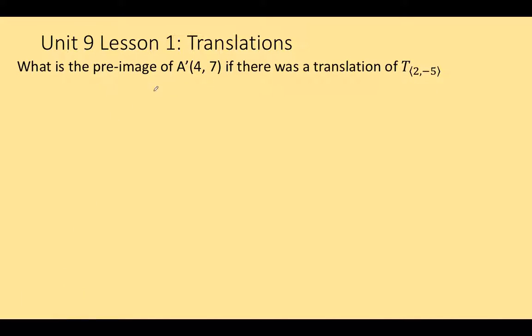All right, to some examples. This one says, what is the pre-image, or what is the original of A prime at 4, 7 if there was a translation of 2, -5? All right, so this is what happened after the translation. So I want, what is the original? So A, just regular A, not A prime.